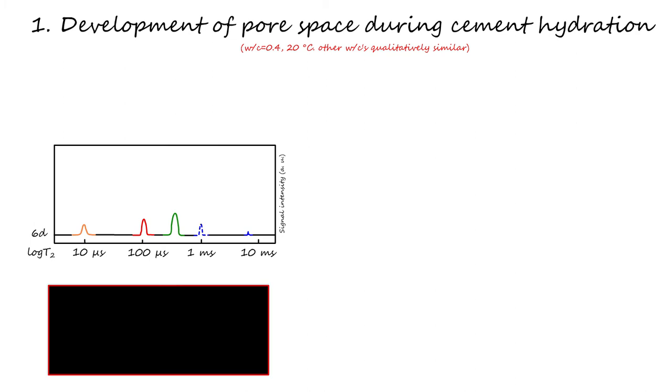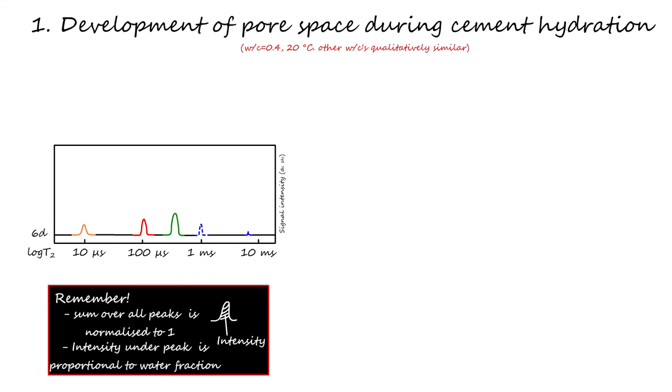Remember, as you see on the blackboard, the intensity of a hydrogen population is the area under a peak. If the sum of all intensities is normalized to 1, the intensity is a fraction of total hydrogen or water associated with that population of the total sample content. It is important to note that this diagram actually shows the population after 6 days.